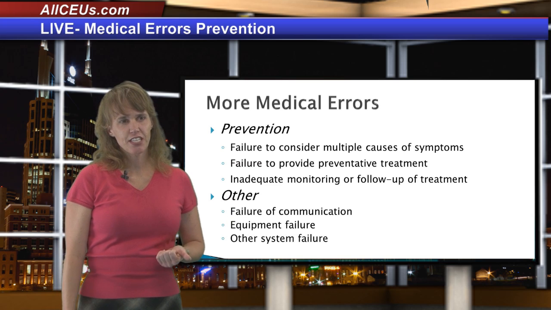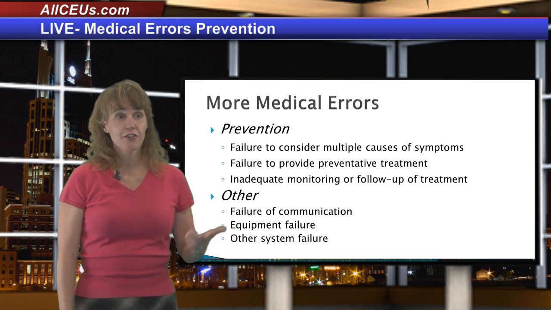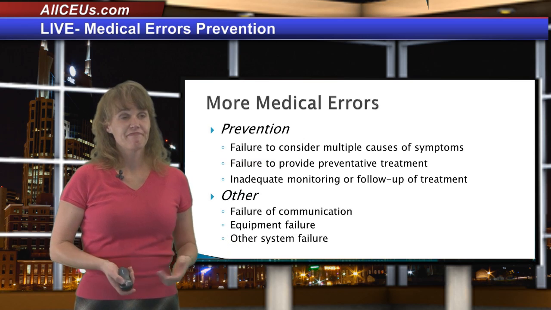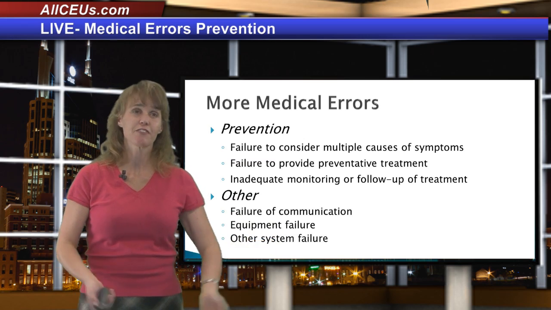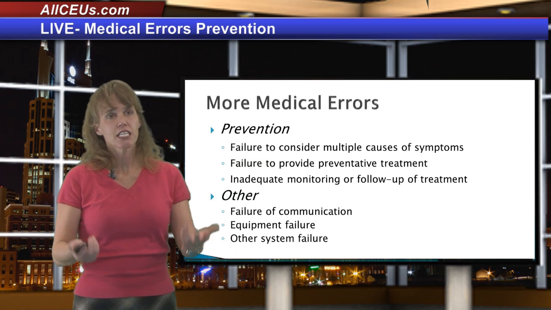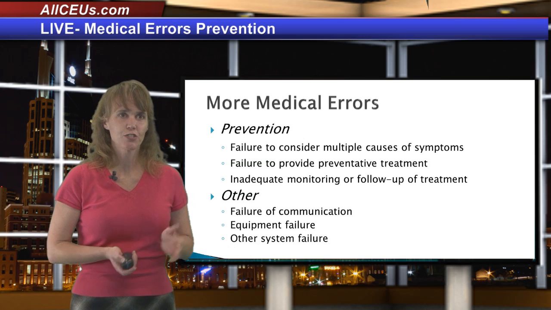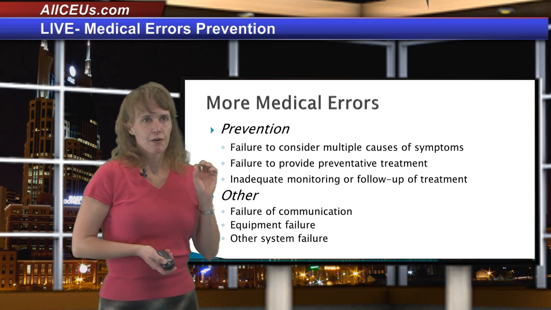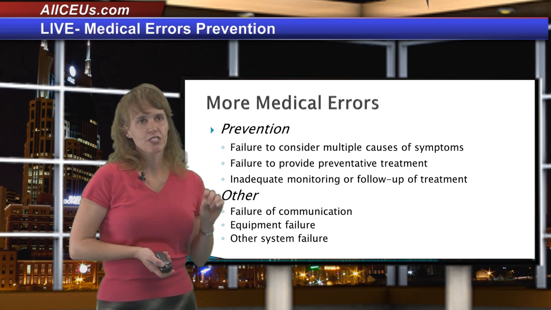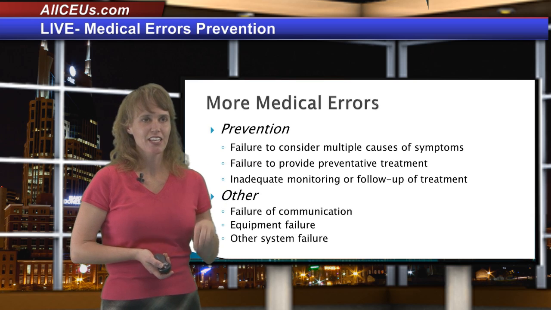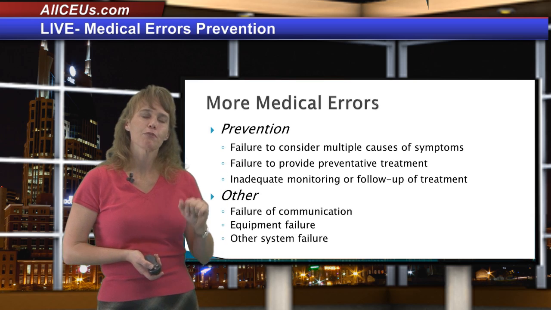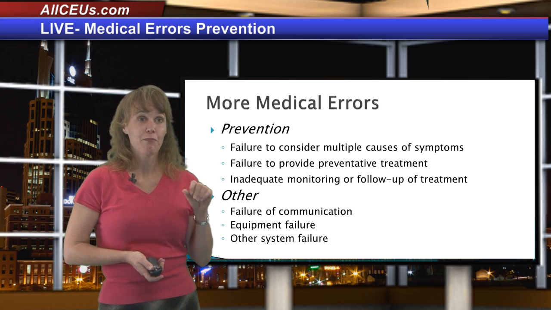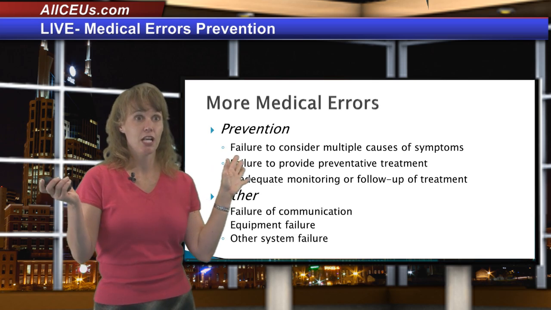Failure of communication, equipment failure, or other system failure, especially if we're talking about electronic health records. This can cause medical errors because if you don't have access to the patient's record, it's hard to do your documentation, which causes communication errors, and you see where we're going from here. Make sure your agency has redundant backups of all your electronic health records that are backed up, preferably in real time, not at the end of the day, because a lot of stuff can happen in 24 hours that will get lost.